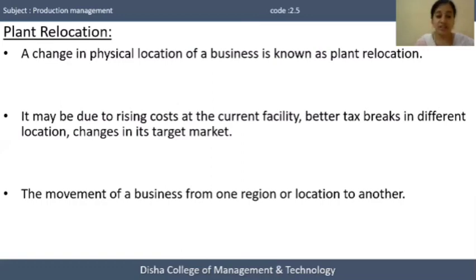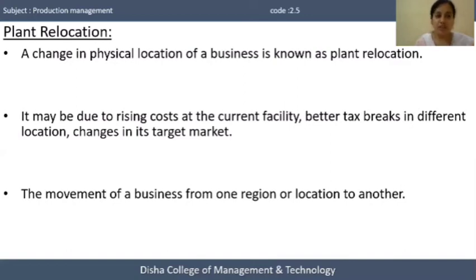And for another reason, it changes its target market. Presently, the firm focuses on a particular market, so the plant should be nearer to that market. Now the industry wants to focus on another market. So for that reason, the industrialists want to shift their plant to a particular area that is nearer to the target market.